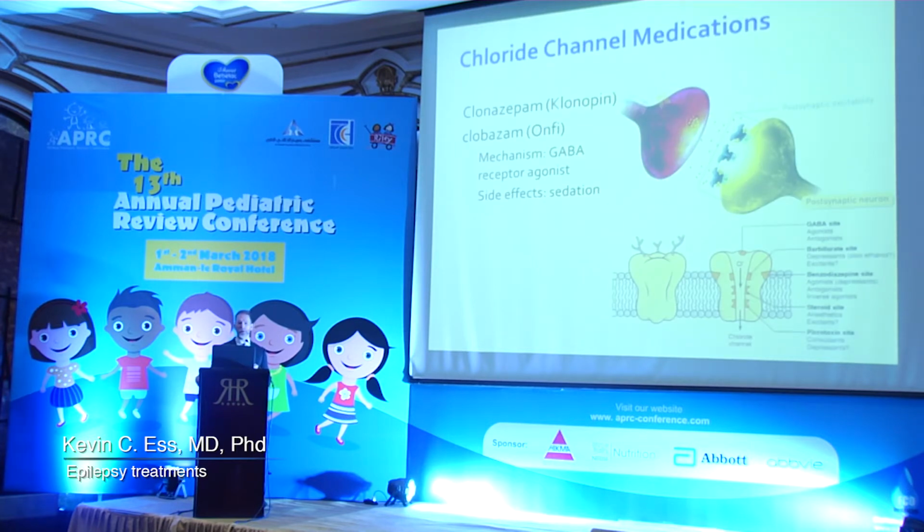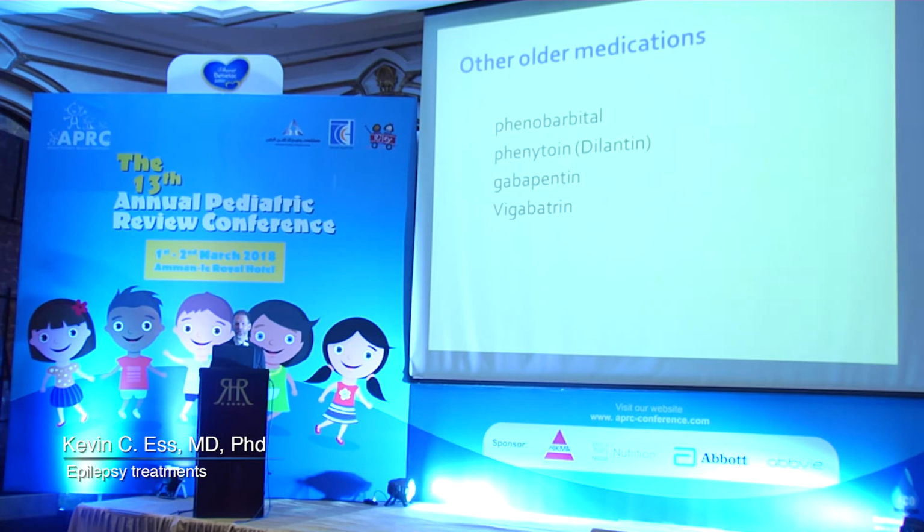You have clonazepam or Klonopin in Jordan, which is a benzodiazepine, of course. It works on the chloride channel. Our newer drug, which I hope you can get soon, is called clobazam, which is another type of benzodiazepine, and it has a similar mechanism, but unlike Klonopin or clonazepam, you don't have the tolerance built up to it, so you can use it chronically very effectively, and it works quite well for many types of seizures.